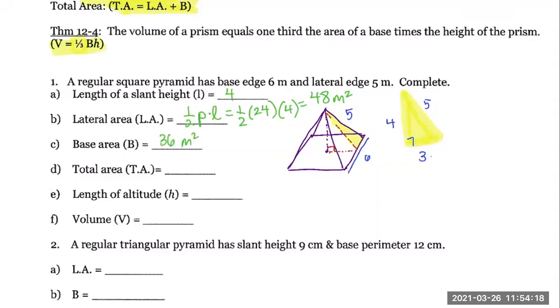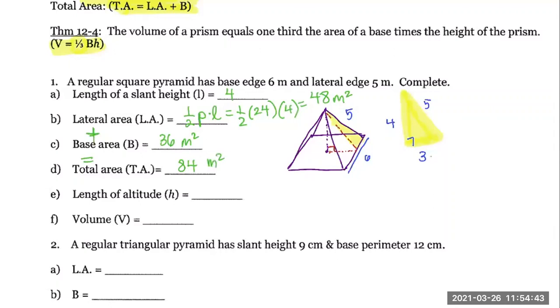Double check when you added it. I saw one person enter 72. If you add lateral area plus base area, you get total area. Remember, there's only a single base, so no need to double the base. It's just a single base. So it should be just 84. Just adding lateral area plus the area of the base is 84 meters squared.